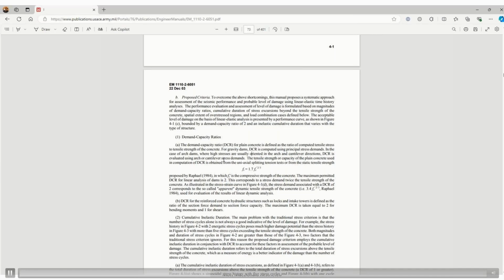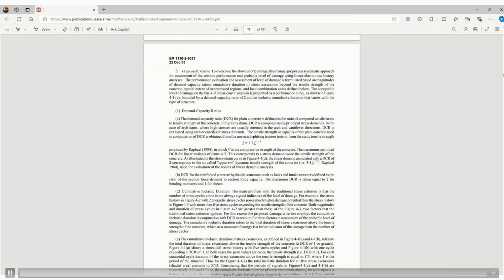But in the frequency domain, this strength is much higher. So we use Raphael's formula for that. This is Raphael's formula: Ft equals 1.7 times Fc raised to power 2 by 3. The tensile strength of plain concrete computed for DCR is obtained from the uniaxial splitting tension test. If you apply this, you will have a very high tensile strength.